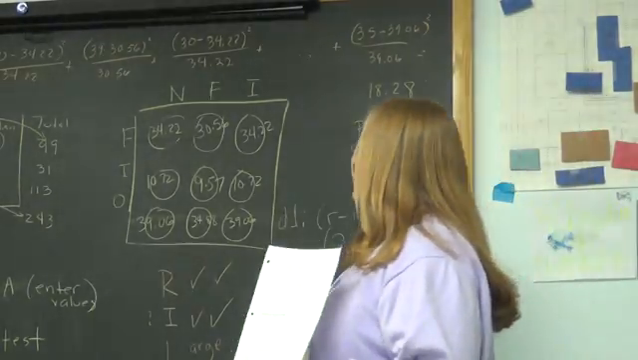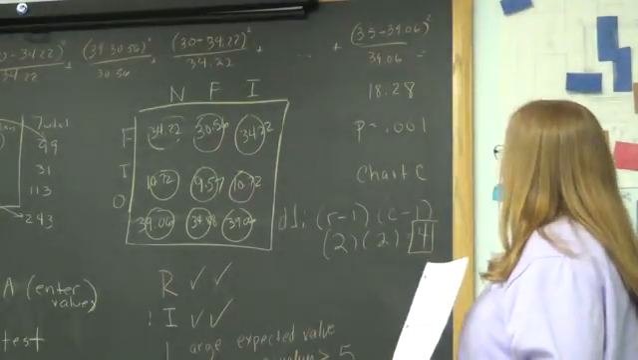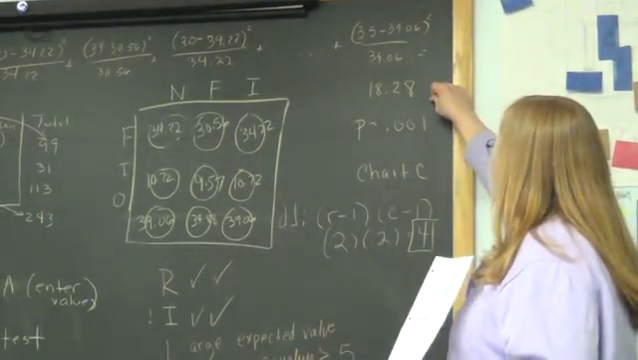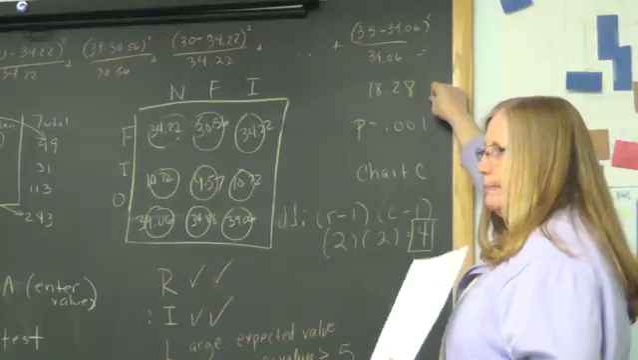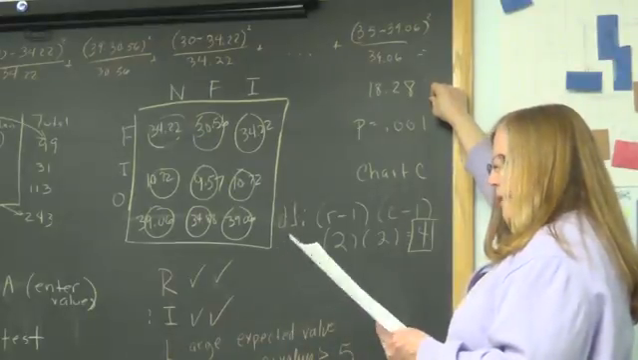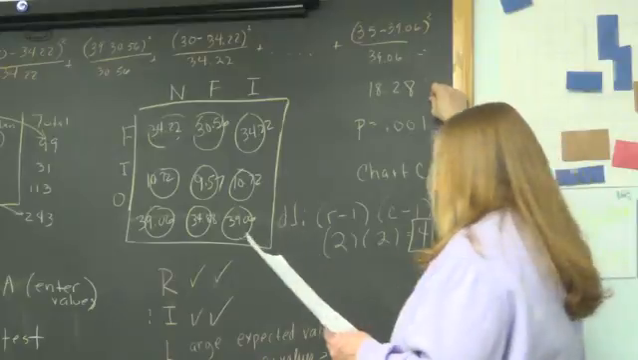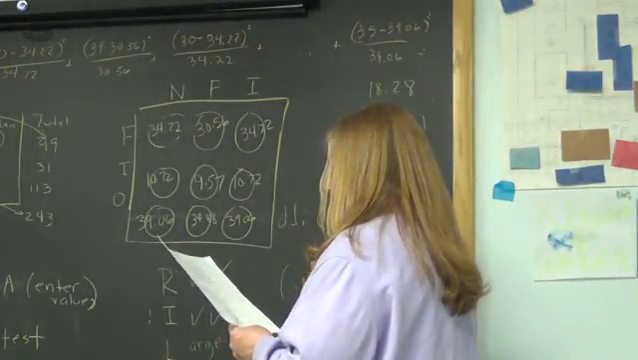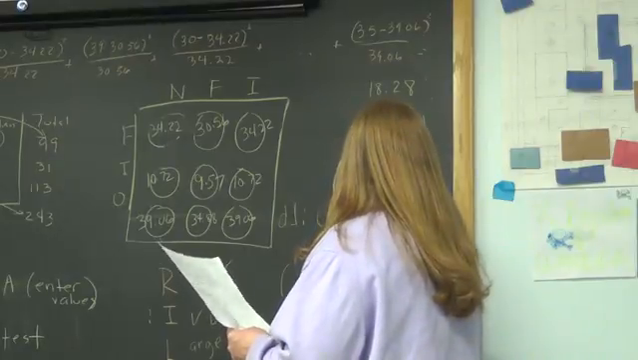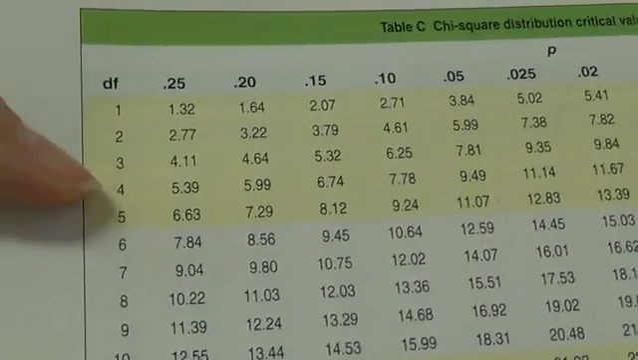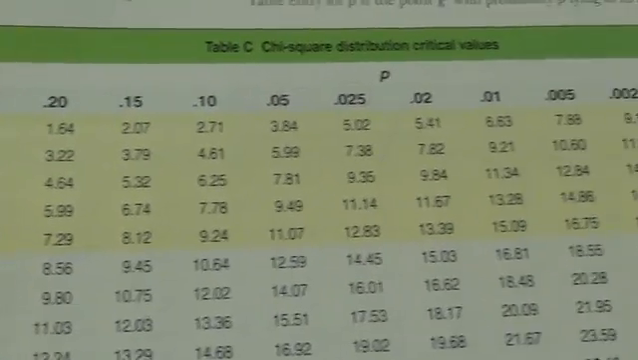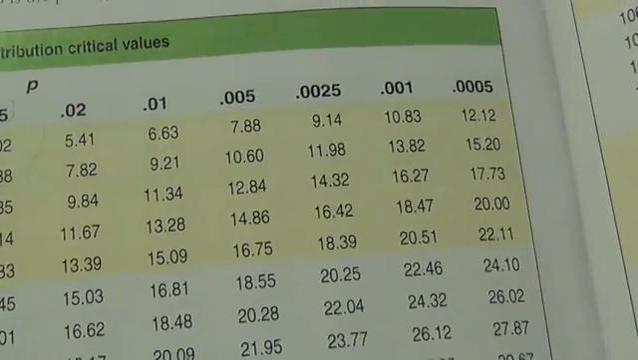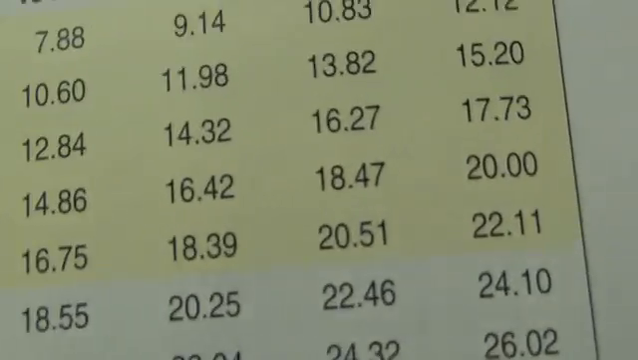So when you go to chart C, degrees of freedom 4 and 18.28, does it show up? It's going to be between what? Bailey, you got a number? 0.0025 and 0.001. All right. It says the fourth degree of freedom, right here, this row, and then 0.025. Okay, there's 16.42 and 18.47.